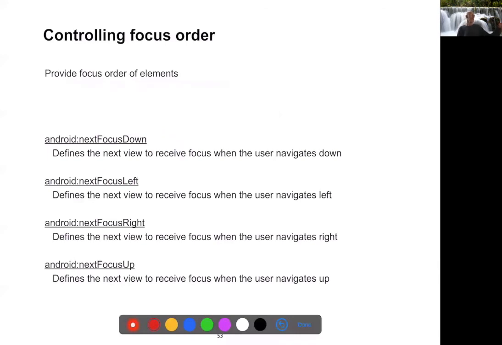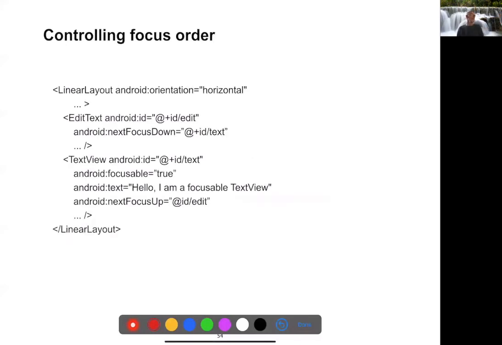Controlling the focus order. Here's how I can specify the order in which focus goes, by indicating where to go next, for down, what would you go to? And again, when you go into Android Studio, you can set this in the GUI builder on the left-hand pane. So here's an example: there's an edit text, and it says next focus is, ID text, which is this one here.